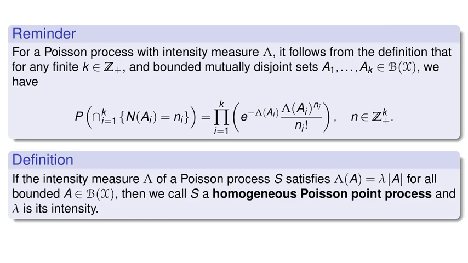Now a specific type: if the intensity measure lambda of a Poisson process S satisfies the condition lambda of A equals a constant lambda times the volume of A for all bounded sets A in script B of script X, then we call S a homogeneous Poisson point process and lambda is referred to as its intensity.